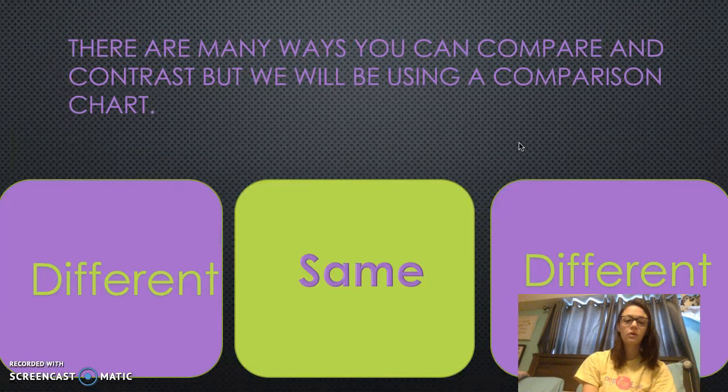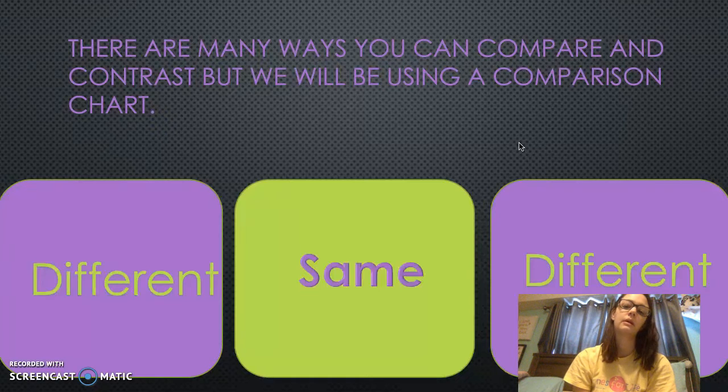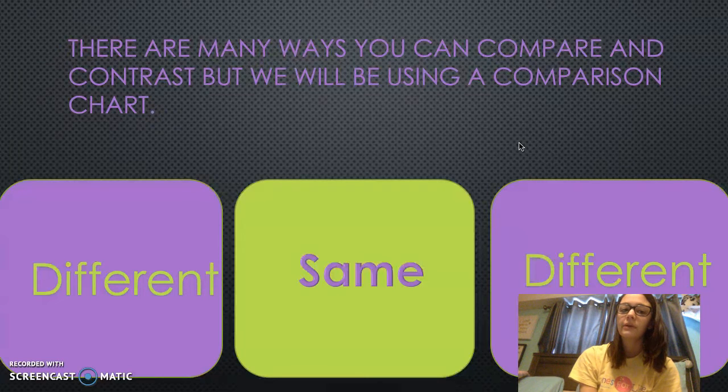There are so many different ways that we can compare and contrast, but today, we'll be using a compare and contrast chart. When we think of compare and contrasting, we think of Venn diagrams. Those are the two circles that overlap, and then in the center we write the things that are the same. That's the same thing here. It's just a lot easier to do it this way because there's so much more room for things in the middle that are the same.